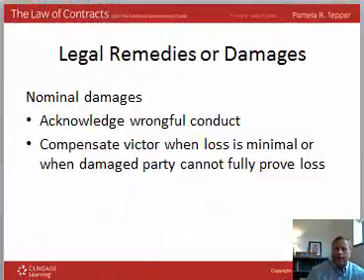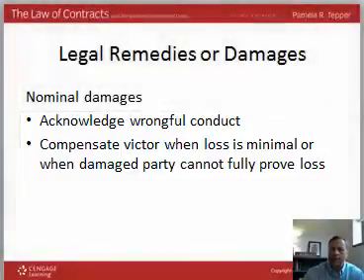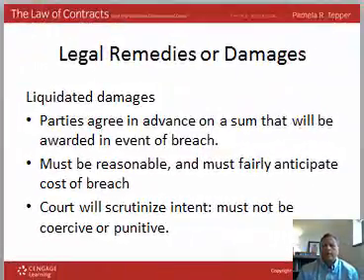Next, I want to talk to you about nominal damages. Nominal means not much, really. This is a situation where you do have a breach of contract and there is a damage, but it's a very small damage. So this is a situation where the court will acknowledge wrongful conduct on behalf of the breaching party, but the compensation that the plaintiff is entitled to is small or minimal.